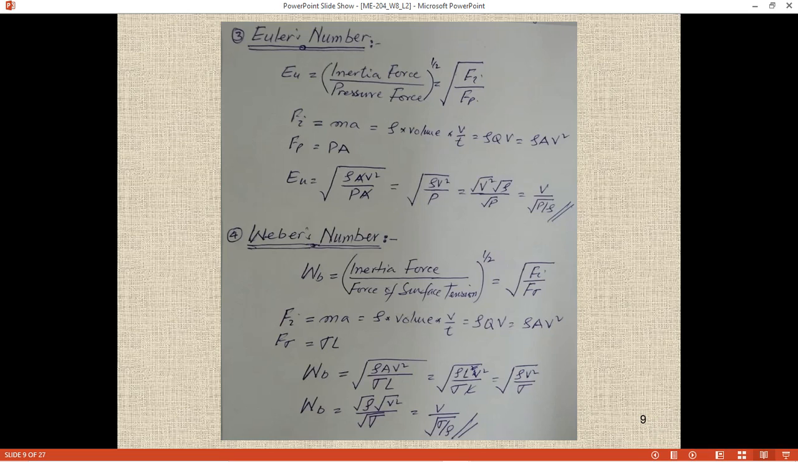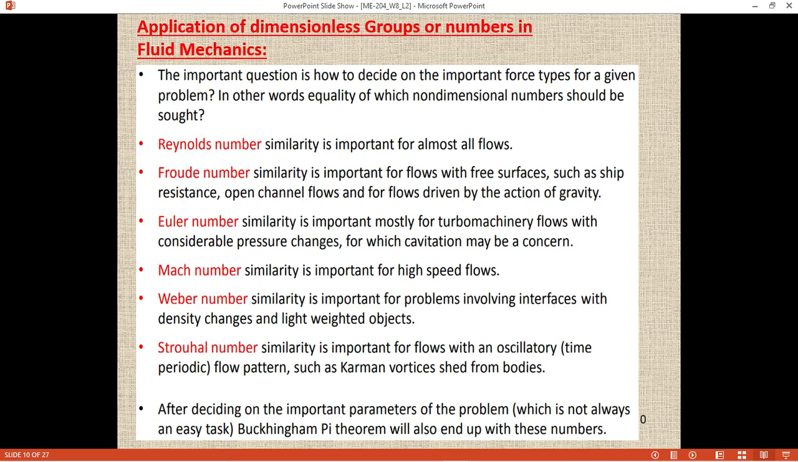So let's see where we normally use those numbers. We cannot use these numbers in all problems. These numbers are basically used in specific problems. So here the important question is how to decide on the important force type for a given problem. How would we know which forces are involved in this problem? Which combination should we use? In other words, equality of which non-dimensional numbers should be sought?